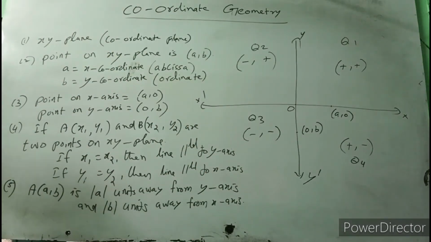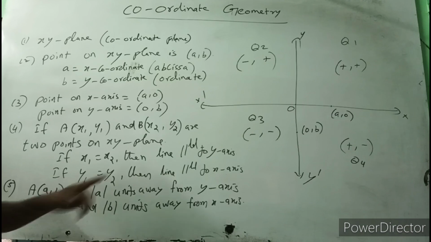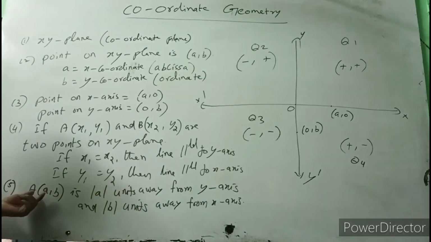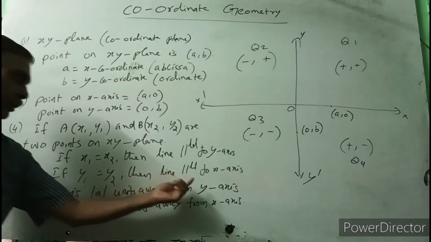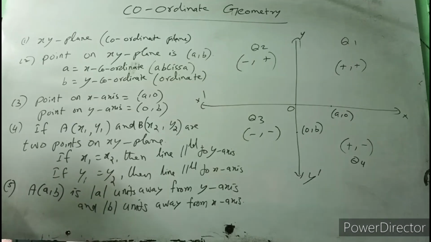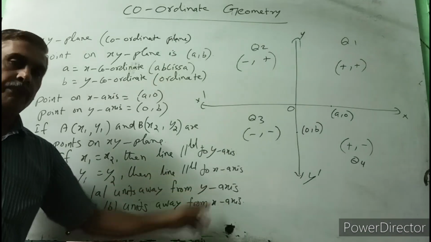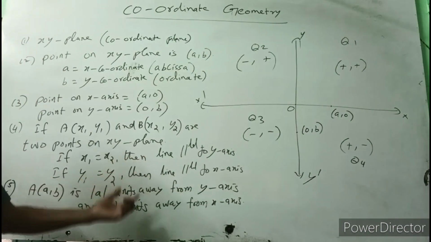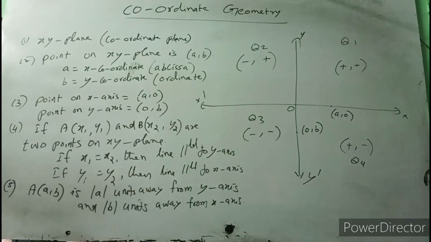If I take a point a comma b, that also I will show in the next figure, then it is always modulus b distance away from the x-axis. Sorry, modulus is written because distance cannot be negative. So modulus a units away from the y-axis and modulus b units away from the x-axis. Both of these I will show you in the next figure.